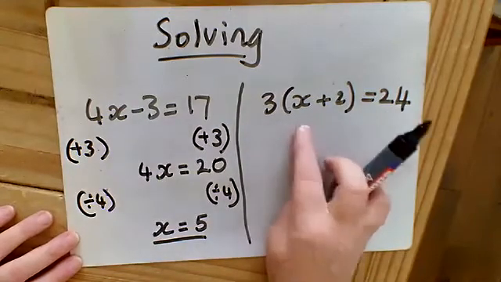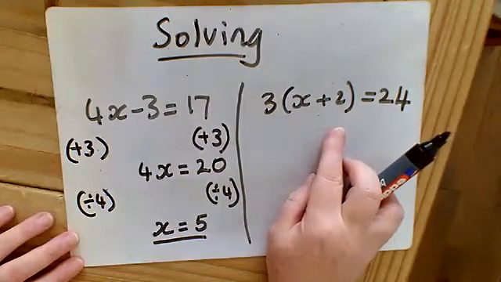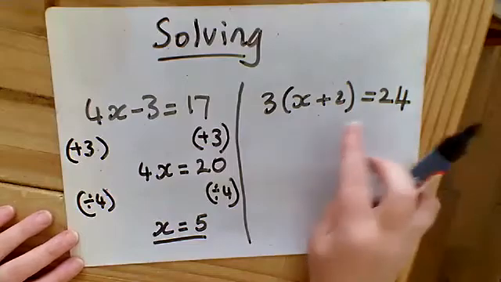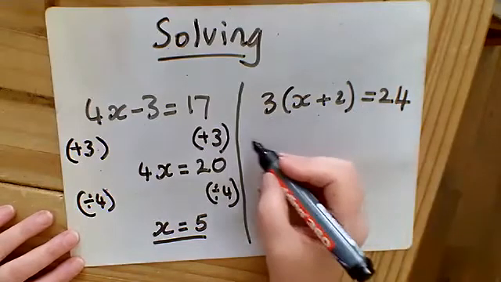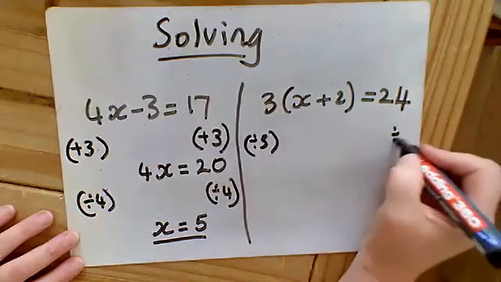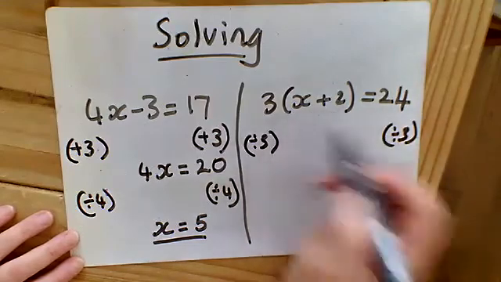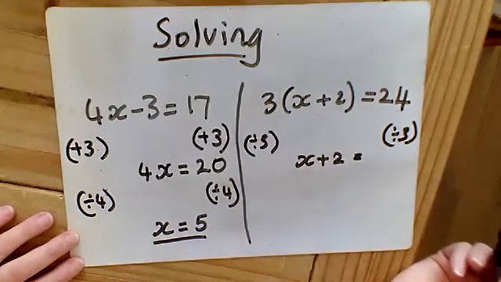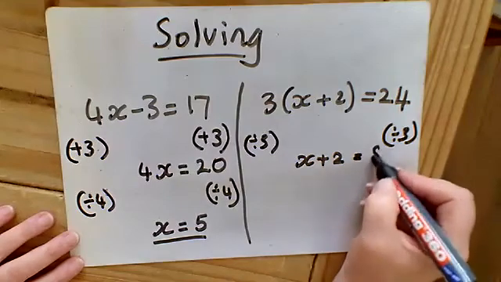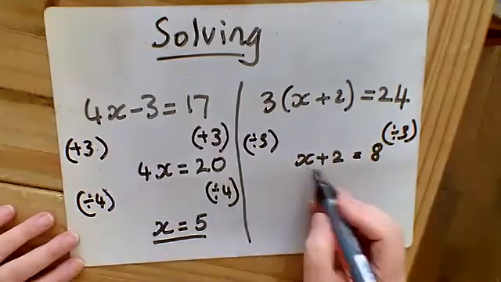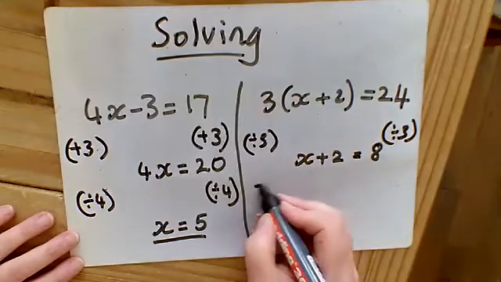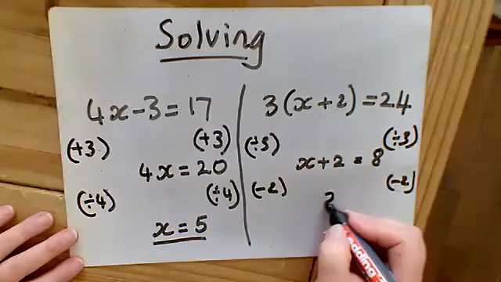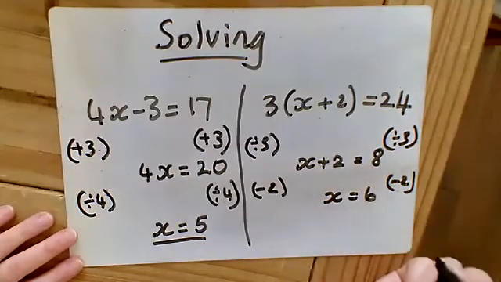Two ways of doing this. You can expand the bracket if you want, but I noticed that 3 divides really nicely into 24, so I'm actually going to do division first. I'm going to divide both sides by 3. That will just leave me with x plus 2 on this side. I don't need the brackets anymore. And then 24 divided by 3 is 8. x plus 2 is 8, so the inverse of adding 2 is to take 2 away. So x plus 2 becomes x, 8 becomes 6.